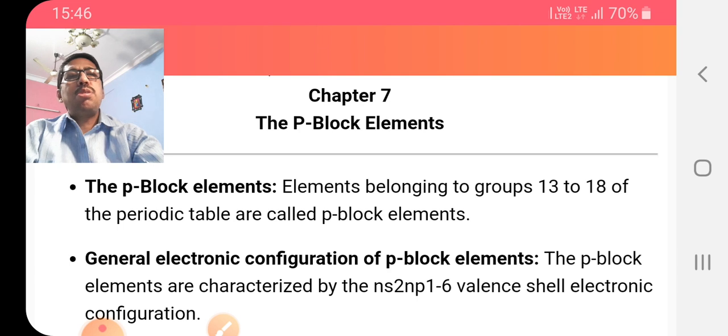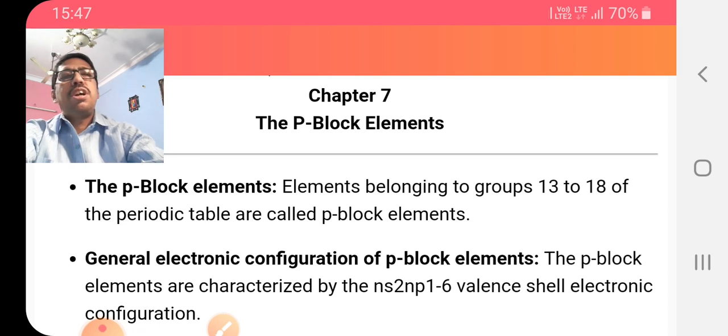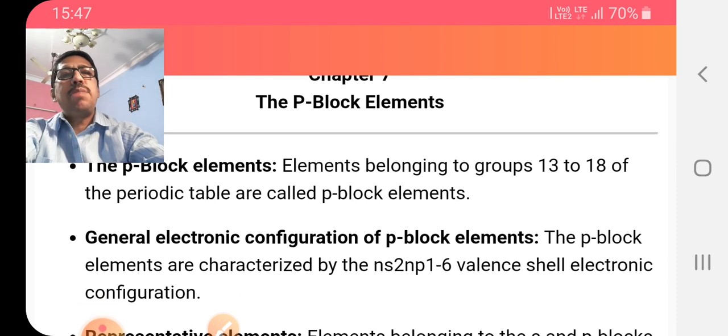Elements belonging to group 13 to group 18 of the periodic table are known as p block elements, and group 18 is the inert group because it has a completely filled valence shell configuration, and the main elements of this particular group are helium, neon, argon, krypton, xenon and radon. Helium is exceptional because it is an example of an s block element.